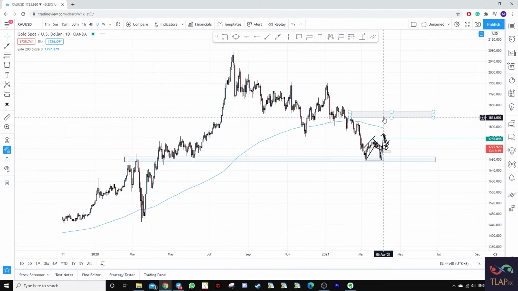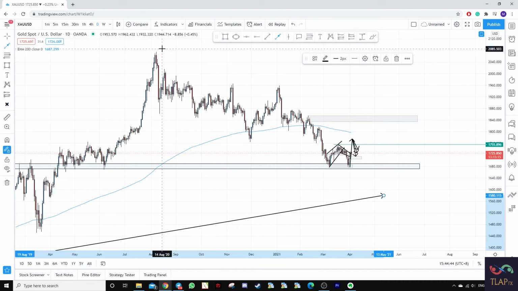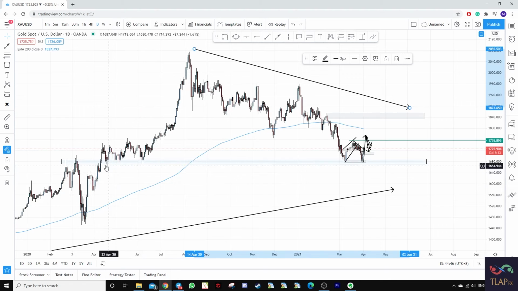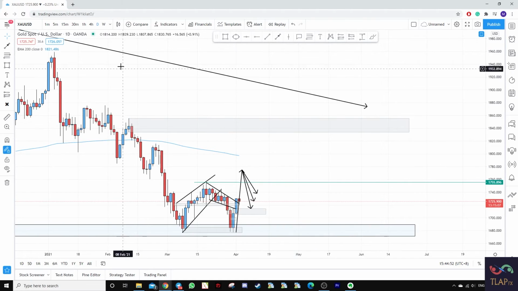So for gold, we have an overall bias towards the upside, and currently price is giving us a deep retracement towards this key structure over here. And you can clearly see we have a double bottom, and price is looking towards the upside move.